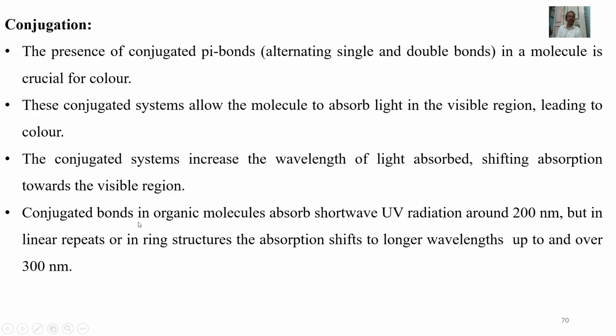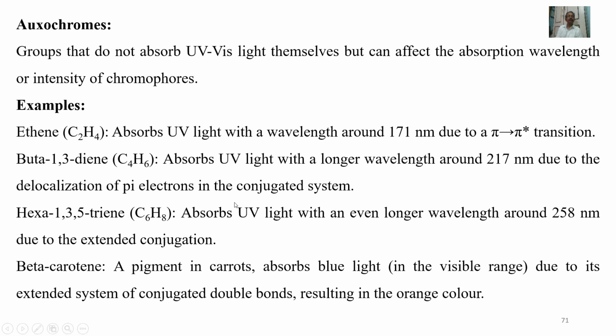Conjugated bonds in organic molecules absorb short-wave UV radiation around 200 nanometer, but in linear repeats or in ring structures, the absorption shifts to longer wavelengths, up to and over 300 nanometer. Isochromes: groups that do not absorb UV light themselves but can affect the absorption wavelength or intensity of chromophores.